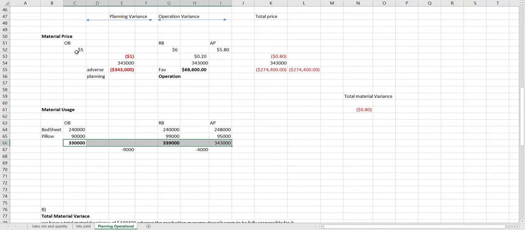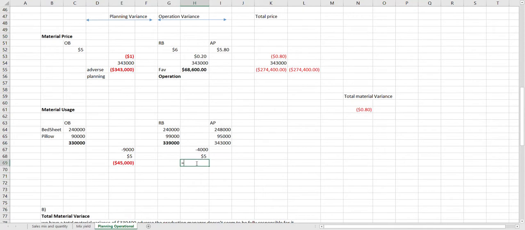Which price will we use? We will use the original budget price. And we've already considered the change in price in the price variance. If you look at the change in price here as well, then it will be looking at both of them collectively. Okay, so I'm going to use $5, which is the original budget. So always use the original budget. The reason is because we've already considered price in price variance.